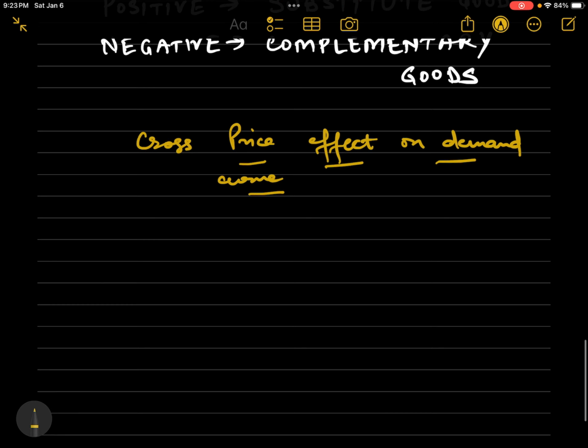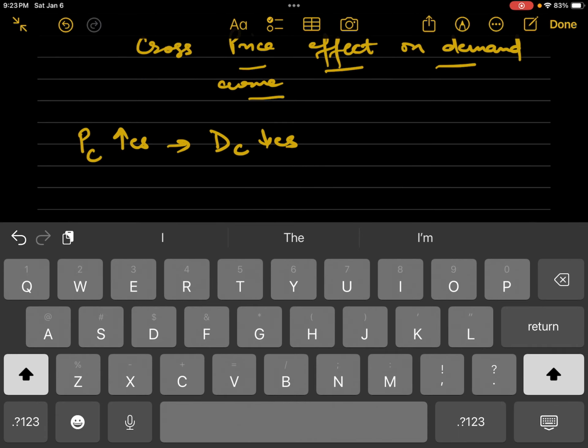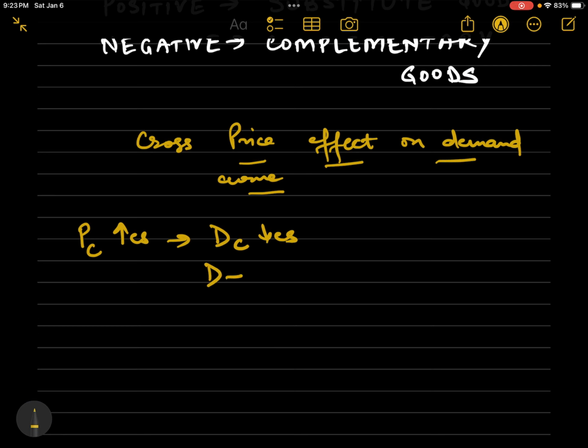For example, we are saying that price of coffee increases. It means demand for coffee will go down. Demand for tea goes up, because price of coffee has increased, people will switch over to tea. But price of tea remains the same. Price of tea has not changed.